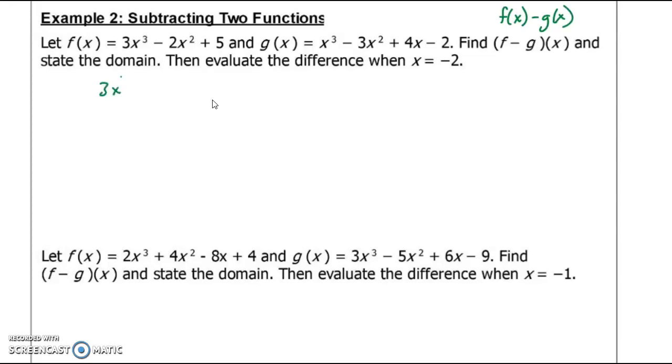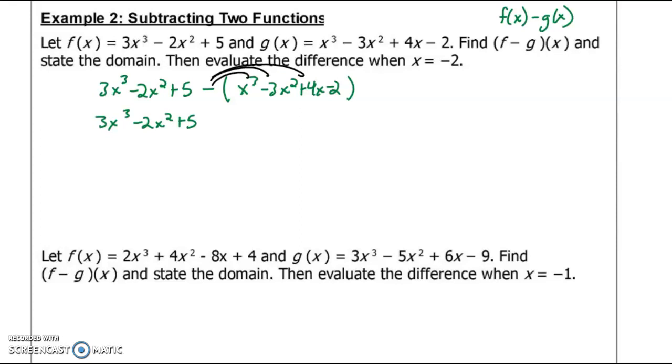So f of x is 3x cubed minus 2x squared plus 5. And then be careful on this. When you subtract, you're subtracting all of g of x. So make sure to put g of x in parentheses, because you are going to have to distribute that negative. What ends up happening is we have the original f of x, nothing's changed there, but we need to distribute this negative to everything. So we get minus x cubed plus 3x squared minus 4x plus 2.